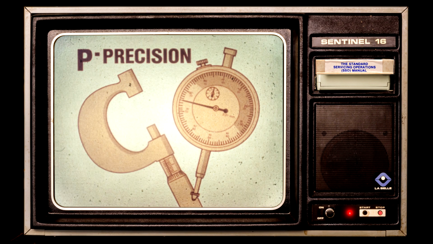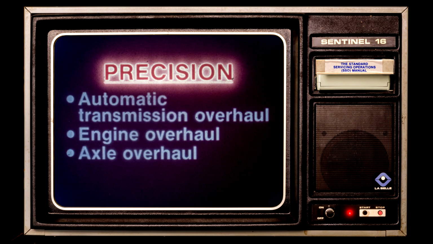Precision means that a very skilled technician is needed for a particular operation. The technician must be highly skilled and have a thorough technical understanding of the component's function. Also, he must be experienced in the use of precision measuring instruments required to perform critical measurements. 3 example precision-rated operations are automatic transmission overhaul, engine overhaul, and axle overhaul.